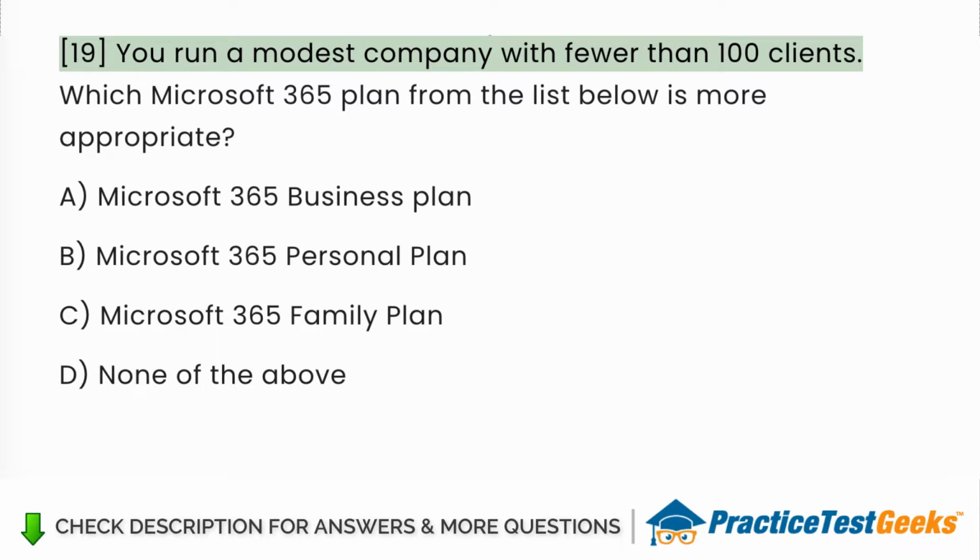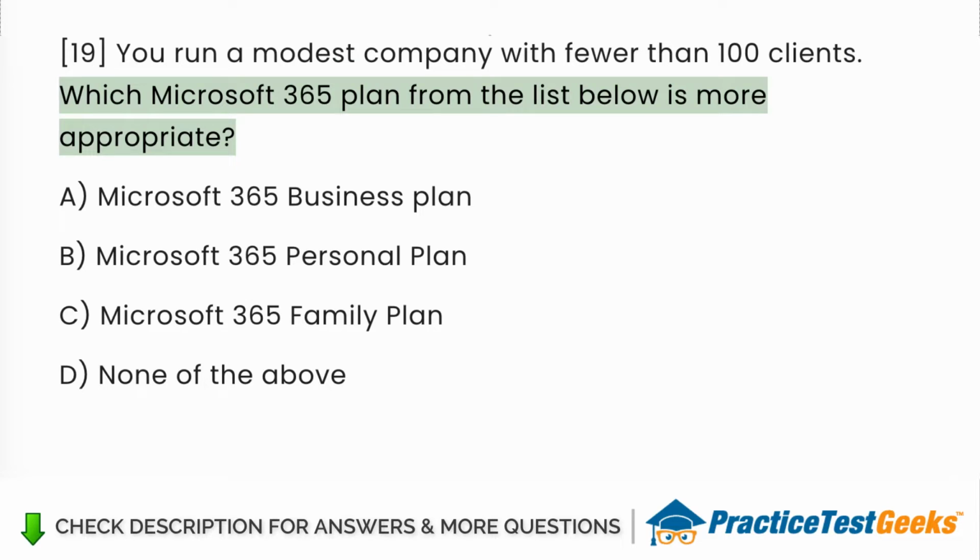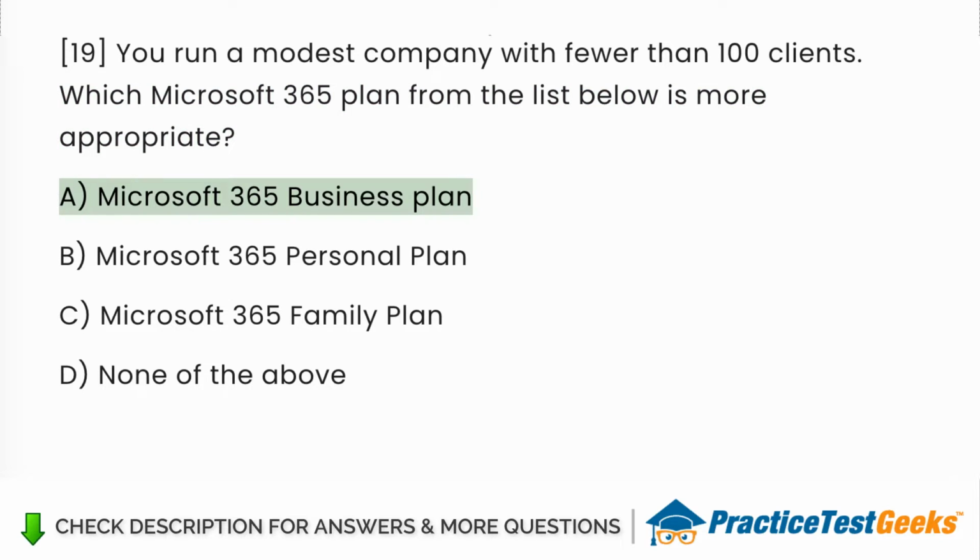You run a modest company with fewer than 100 clients. Which Microsoft 365 plan from the list below is more appropriate? A. Microsoft 365 Business Plan. B. Microsoft 365 Personal Plan. C. Microsoft 365 Family Plan. D. None of the above.